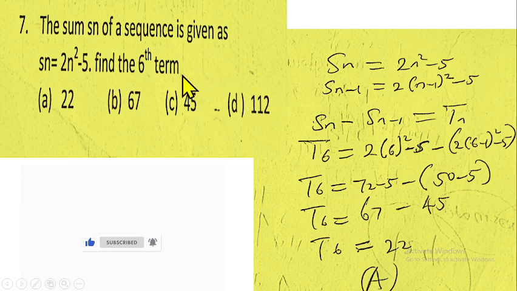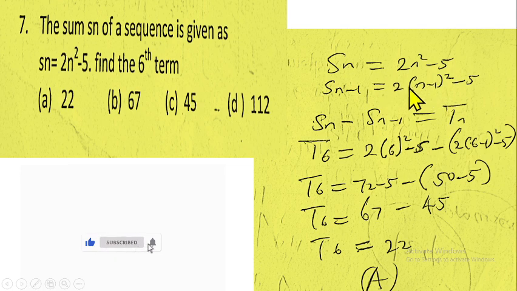If that is the case, to do that there is a relation between the sum of terms and the nth term. The nth term is equal to the sum of n terms minus the sum of n minus 1 terms. The nth term of a sequence is Sn minus Sn minus 1. We are given the sum of n terms, so therefore you can know the sum of n minus 1 terms. All you need to do is put n minus 1 in the sum of terms given to you, so it will be 2 times n minus 1 all squared, minus 5.